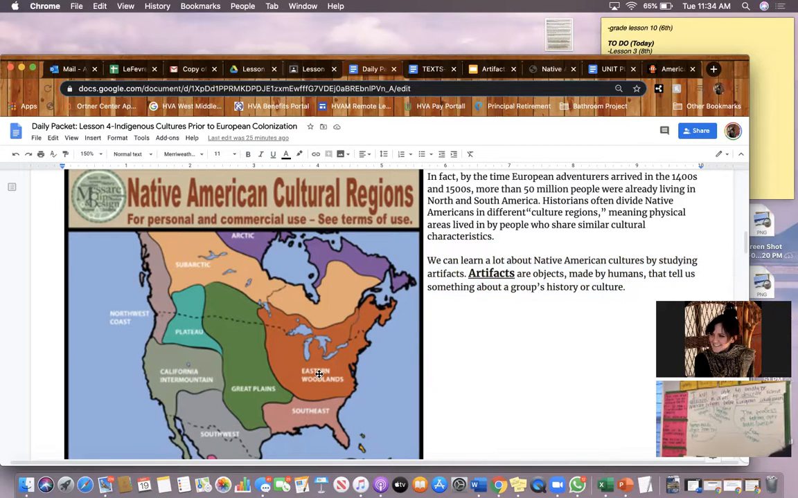Our job today is to become experts in one cultural region. There are hundreds of different Native American communities living in each cultural region. There are hundreds of Native communities living in the Woodlands region, hundreds of Native American communities living in the Great Plains region. Your job is to figure out what is similar amongst communities that live in the Woodlands region, what is similar amongst Native American communities that live in the Great Plains region. And you're going to do that through an analysis of artifacts.